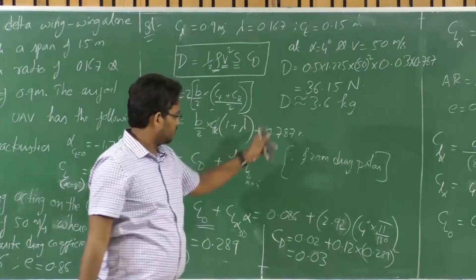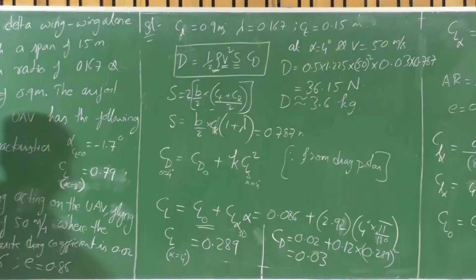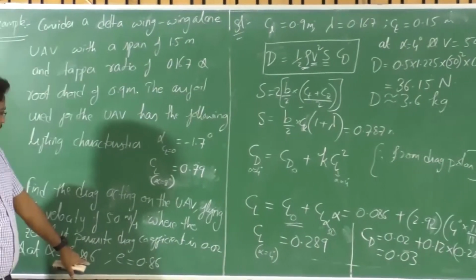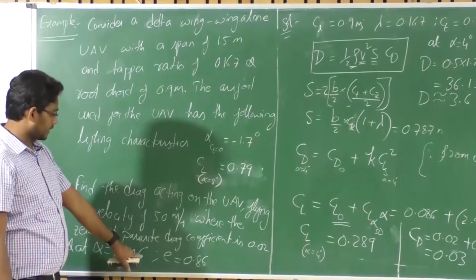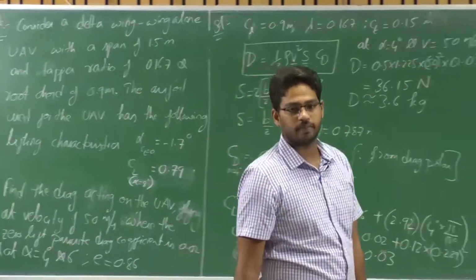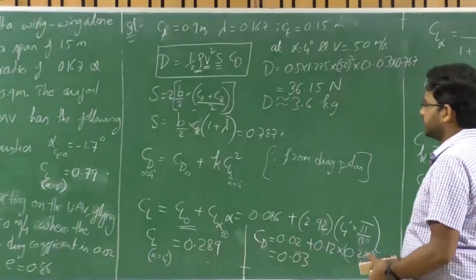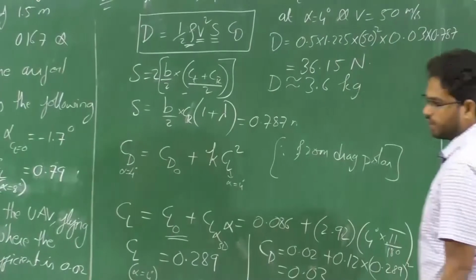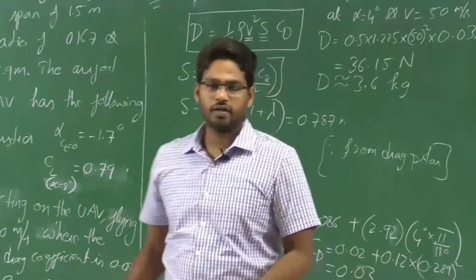So I want you to find out what is the drag that you need to overcome when you want to move at 50 meters per second at 6 degrees angle of attack for the same aircraft, right? The same UAV. Okay, fine. So let's now get back to that discussion.